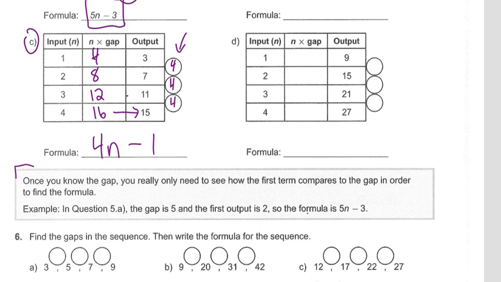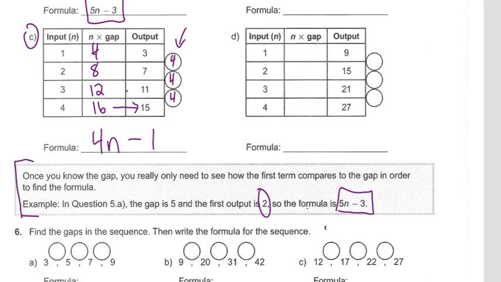So it says down here in the gray, these are the little teaching sections. Once you know the gap, you really only need to see how the first term compares to the gap in order to find the formula. So in question 5a, the gap is 5, and the first output is 2. So the formula is 5n minus 3. Let's use this rule for question 6.